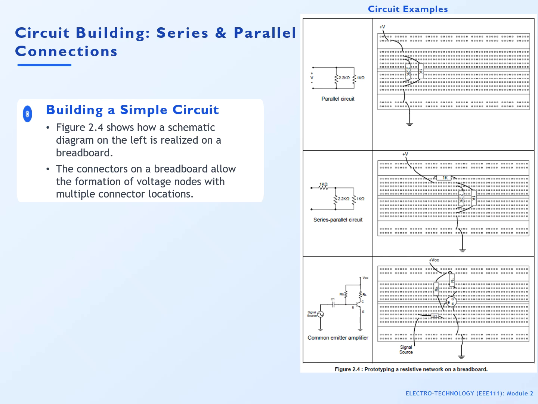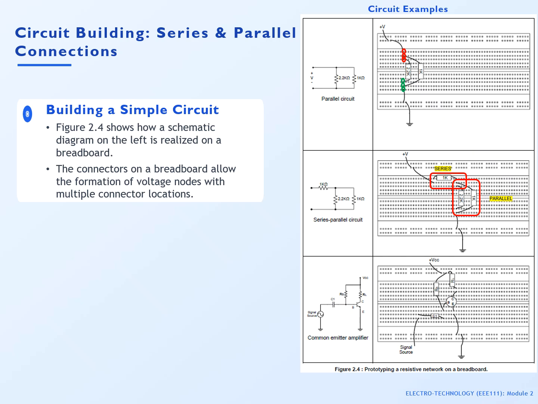Right, this slide shows how circuits are arranged on a breadboard. So the schematic is on the left and the layout on the right. First, the parallel circuit: the 2.2 kilo ohm and 1 kilo ohm resistors share the same supply and ground rows. So both will get the same voltage. Next, the series parallel circuit: the 2.2 kilo ohm and 1 kilo ohm are in parallel, and this pair is connected in series with another 1 kilo ohm resistor. So the current flows through the resistor first, then splits between the two in parallel.